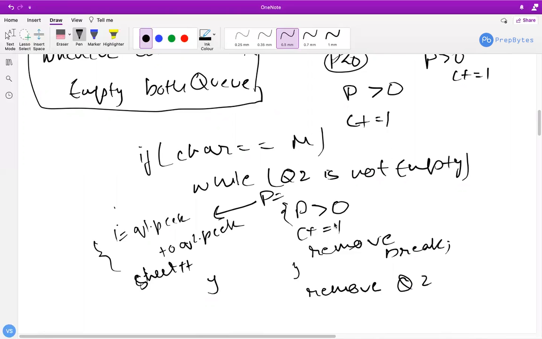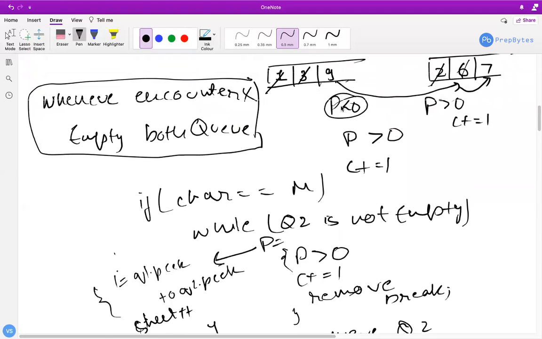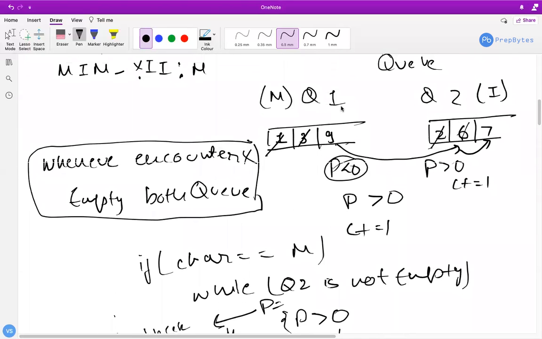And whenever p is greater than 0, we will increase our count, remove both from the queues, and break. Okay, this is the approach we can use to solve this question in O of n time complexity, or O of n log n time complexity, you can say. The queue data structure will become very handy to solve this question. Now let's see the implementation, then things will become more clear.